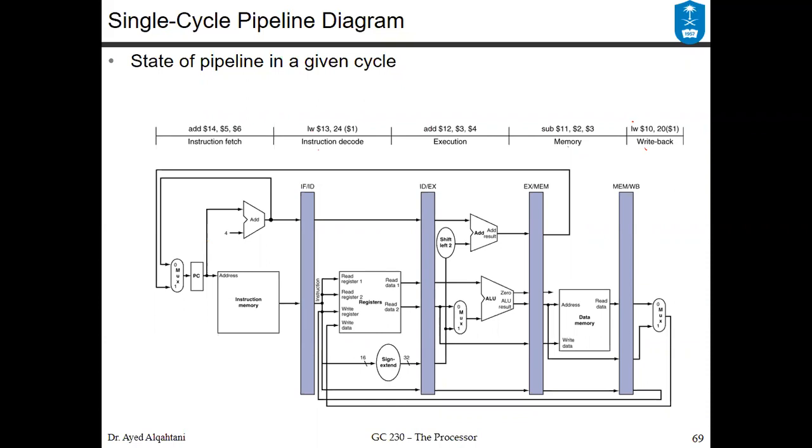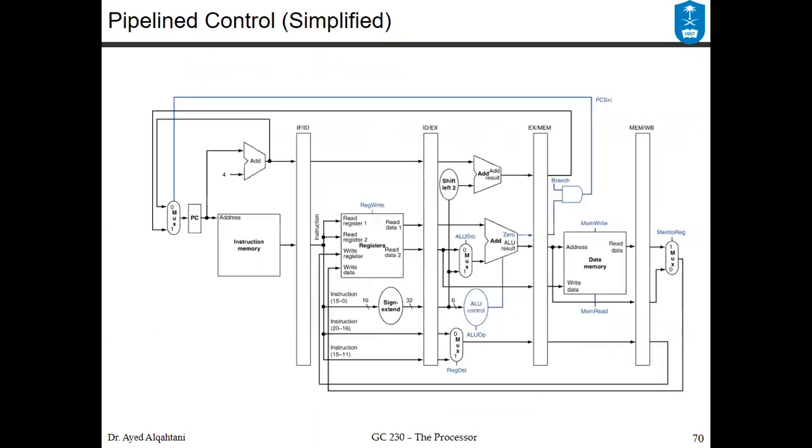Now we will try to build the pipeline control step by step. So here is the control. This is the register write. This is the memory read and write. And these are the controls of the muxes. This is register destination. This is the ALU. This is the ALU control. And here we have the memory to register. Here we have the branch.